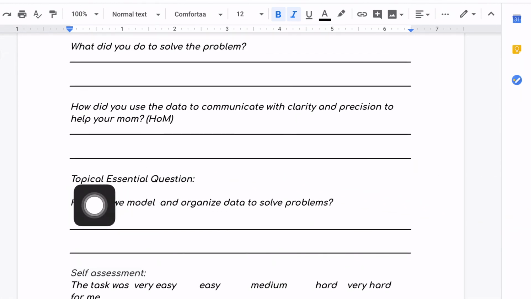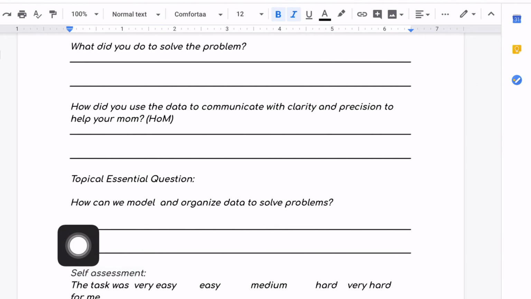Now I have the topical essential question here. You will answer it here. How can we model and organize data to solve problems? How can we model data? How can we organize data to solve problems? In the first part of the video, I've told you how we organize the data, right? So you can write it here. But this one, you know how to model data already. What do you do to model data to solve problems? You're going to answer here.